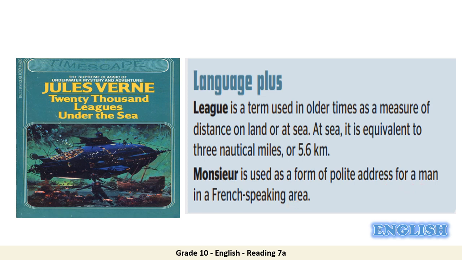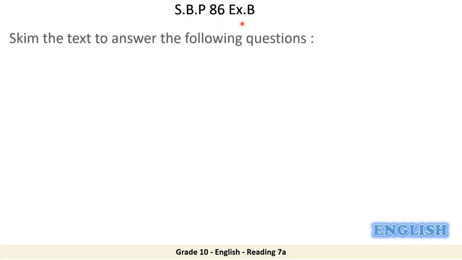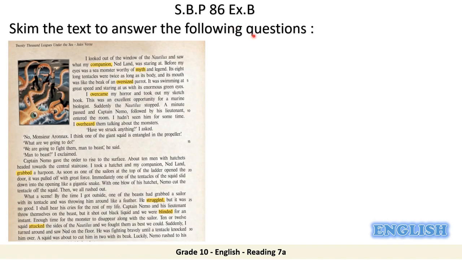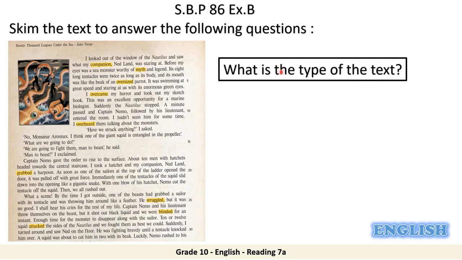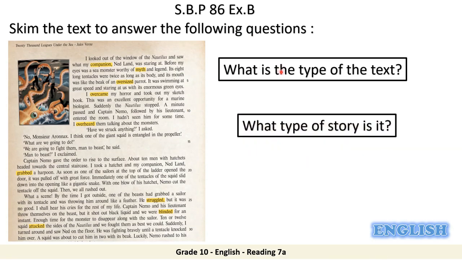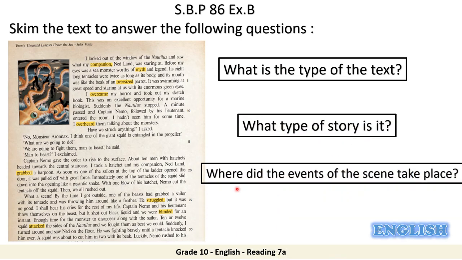And now let's go to your student book page 86, exercise B. Skim the text to answer the following questions. Question number 1, what is the type of the text? Question number 2, what type of story is it? Question number 3, where did the events of the scene take place? As you know, the word skim means to read the text quickly. And now please pause the video for a minute, skim the text and answer the questions.